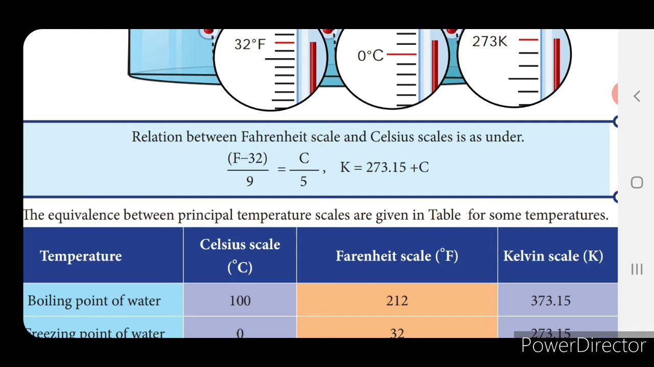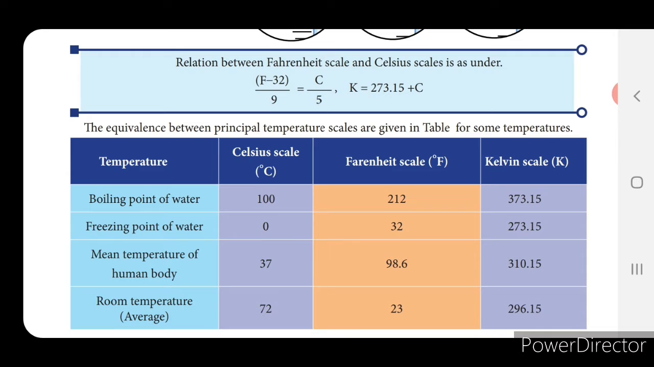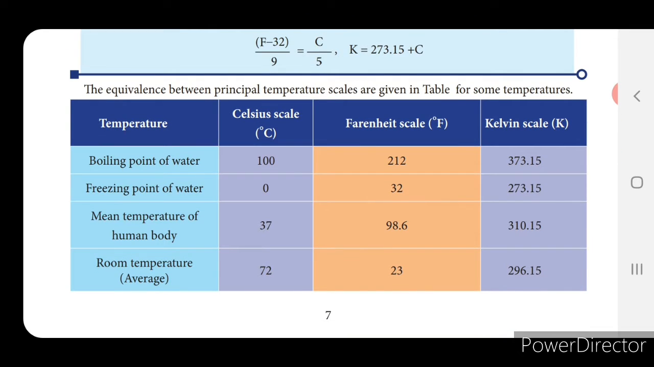That is the common thing. If you know F, you can find C. F means Fahrenheit scale and C means Celsius scale. If you know F, you can find C, or if you know C, you can find F. And K is equal to 273.15 plus C.